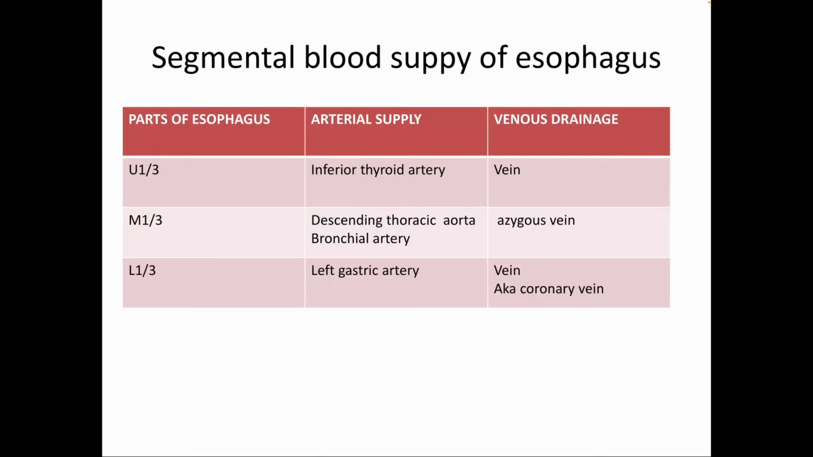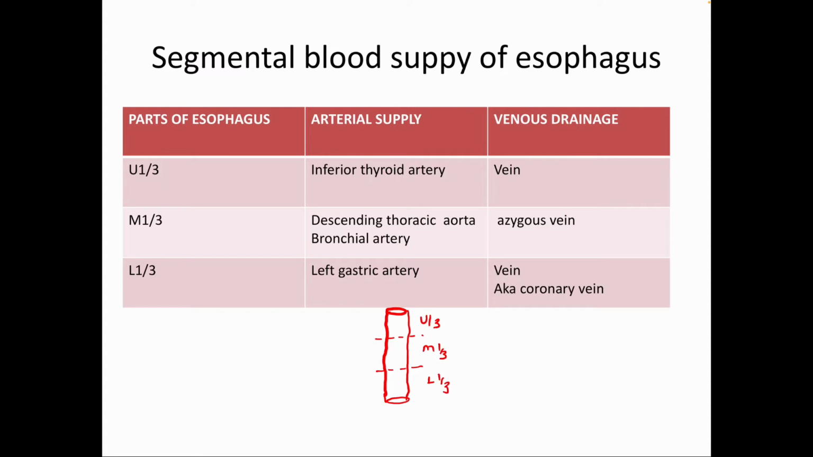Third concept is segmental blood supply of the esophagus. Esophagus has segmental blood supply. So if we divide the esophagus into three parts, upper one third, middle one third, and lower one third, all three will have different blood supply and venous drainage. Okay, that's why we call it segmental blood supply.